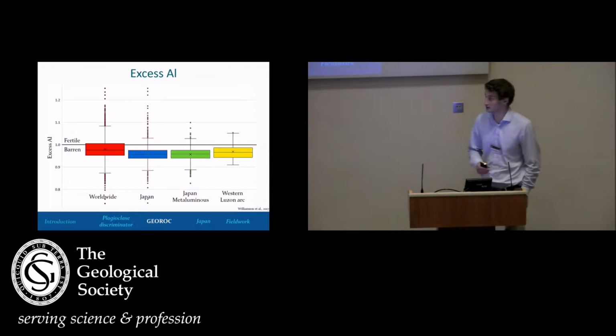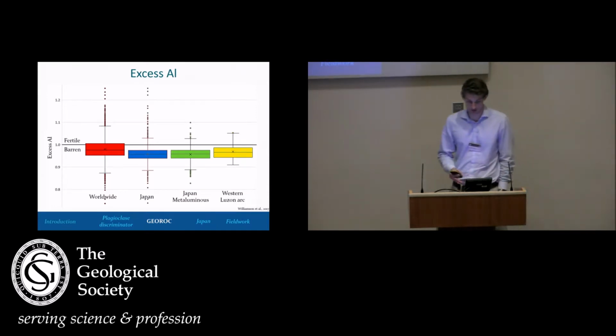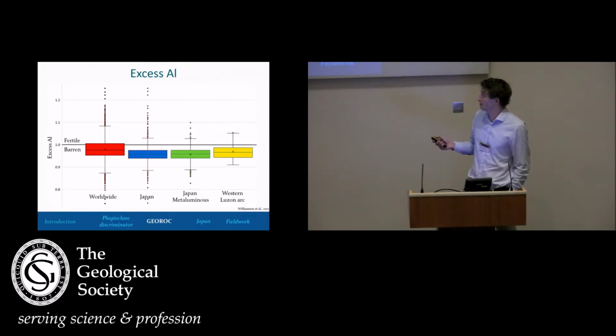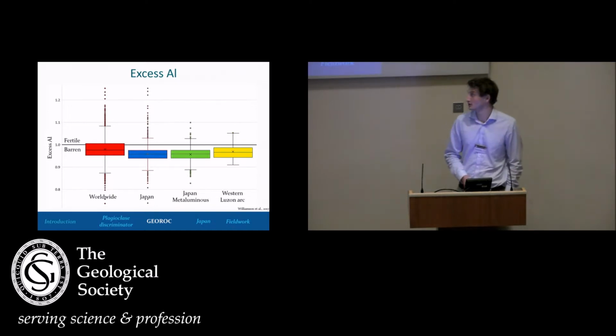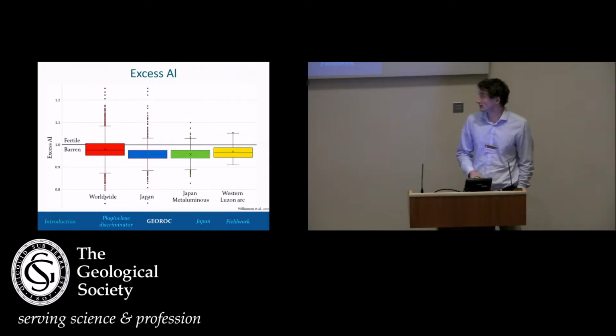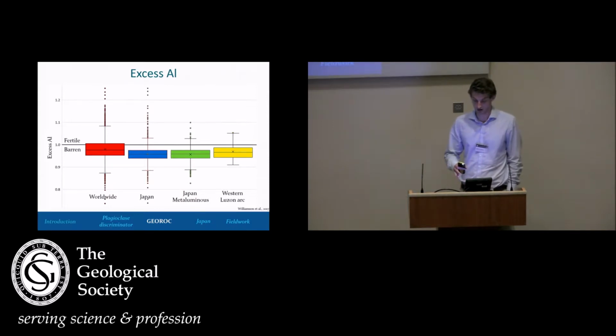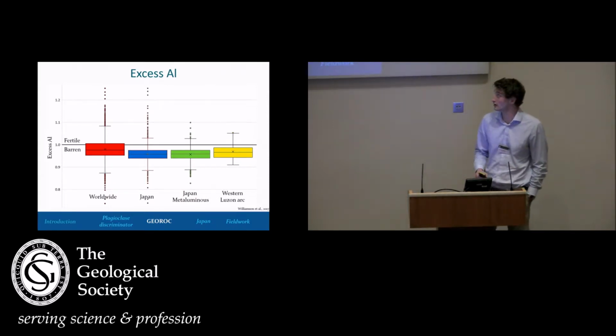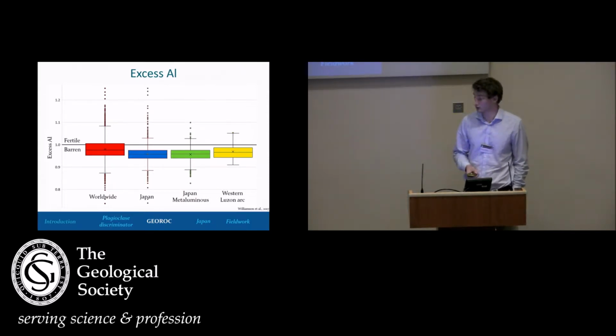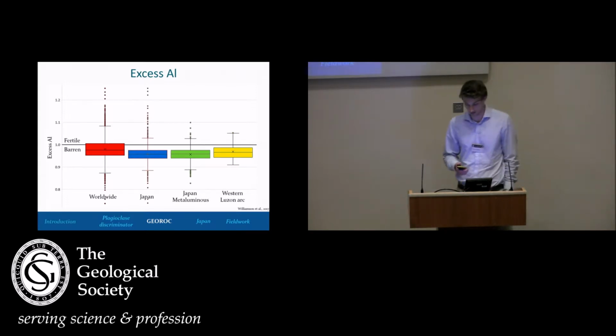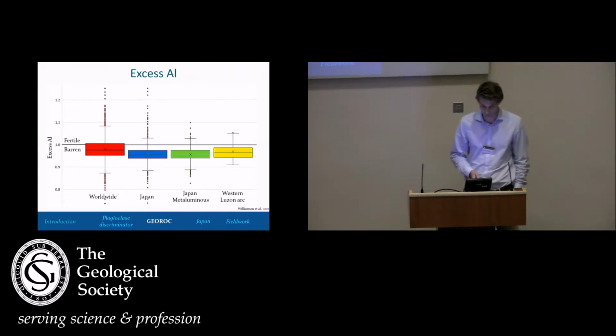If you then move on to some simple box and whisker plots, you can see that worldwide, as you would expect, the median and the mean plot in the barren section, because a porphyry environment actually forming a deposit is atypical. But then the Japan compositions are a lot lower than the average. And then we've also included some data from the Western Luzon arc as a comparison.